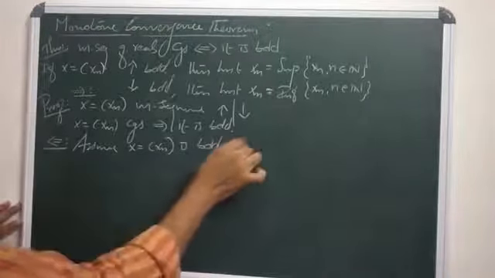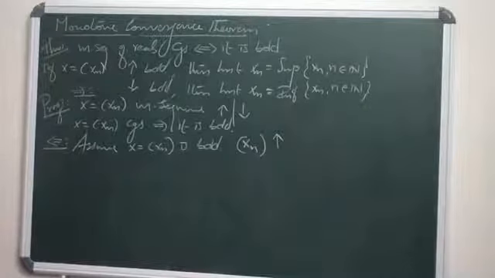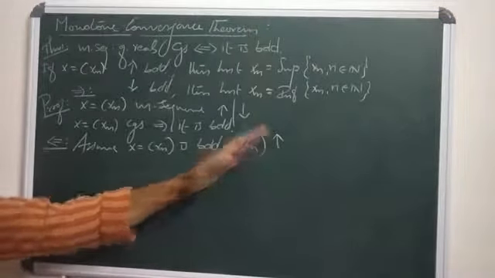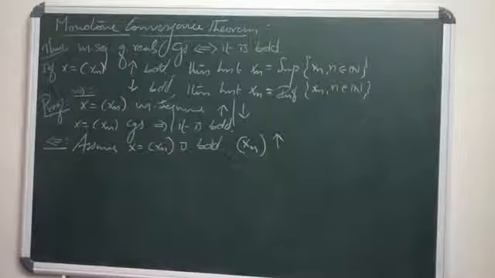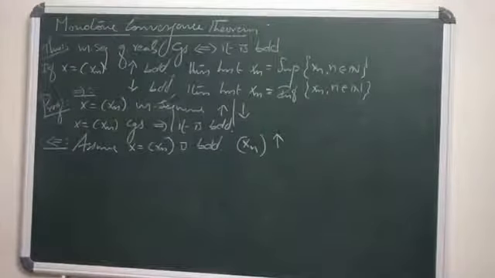Then suppose this sequence (xn) is an increasing sequence. That is a monotonic sequence. So it is an increasing sequence, and it is also a bounded sequence. Bounded means a sequence is said to be bounded if it is both bounded above and below. Clearly the sequence xn is bounded above, and it is an increasing sequence. So the supremum of this sequence should exist.